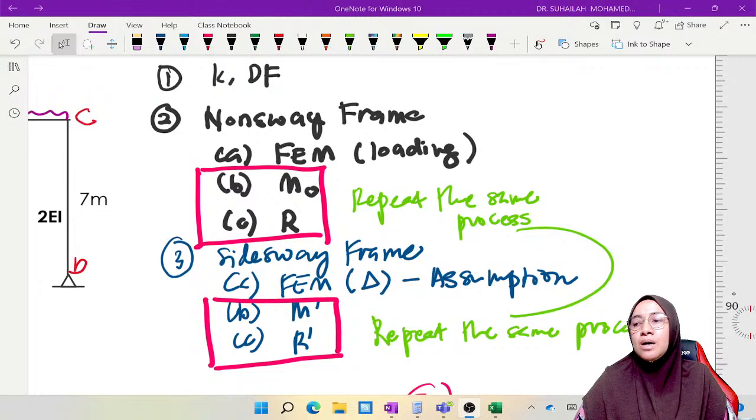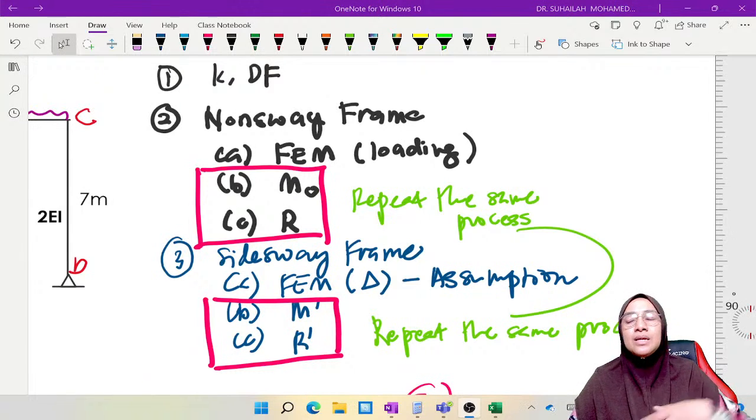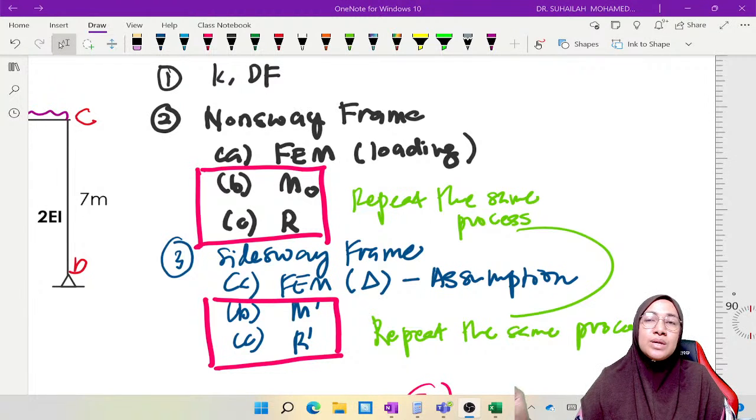So after we put the FEM in the table, we do the distribution process, we carry over the value, we repeat the process again and again until the moment in the table reaches 0.0 something. When we reach 0.0, then we may stop. We can continue repeating the process, it doesn't matter, but we can actually stop after we reach 0.0 something. And remember to stop the process at distribution, not carry over. So the last one must be distribution.